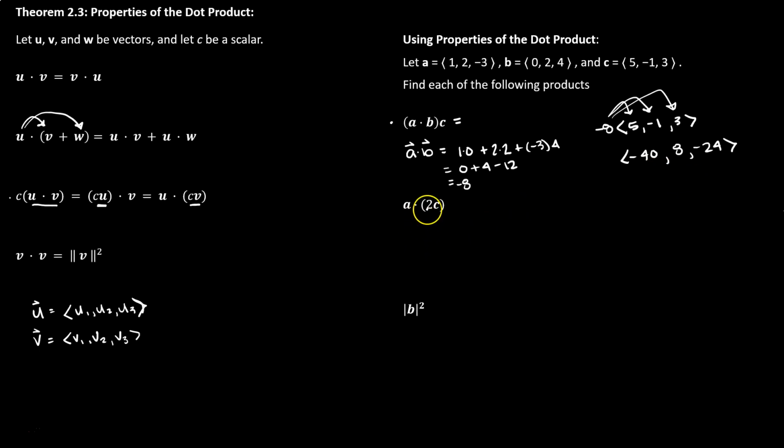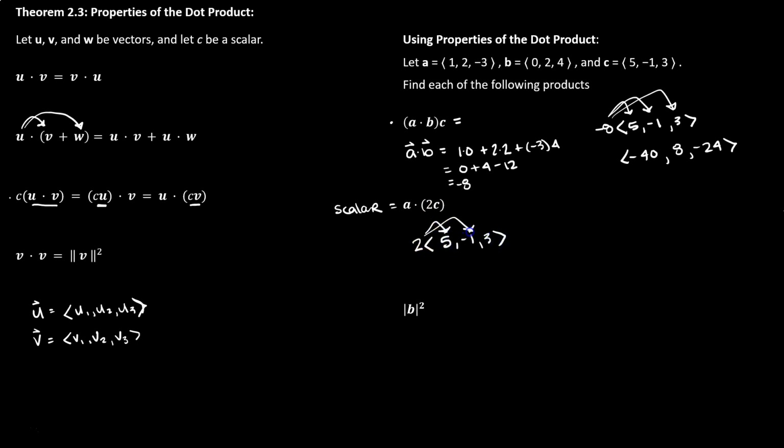This one says 2 times the vector c. 2 is a scalar, c is a vector, and then we want to dot that with a. A scalar times a vector will still result in a vector, so I do have a vector dotted with another vector, which means the result should be a scalar. So let's do the order that it's written in. 2 times the vector c.